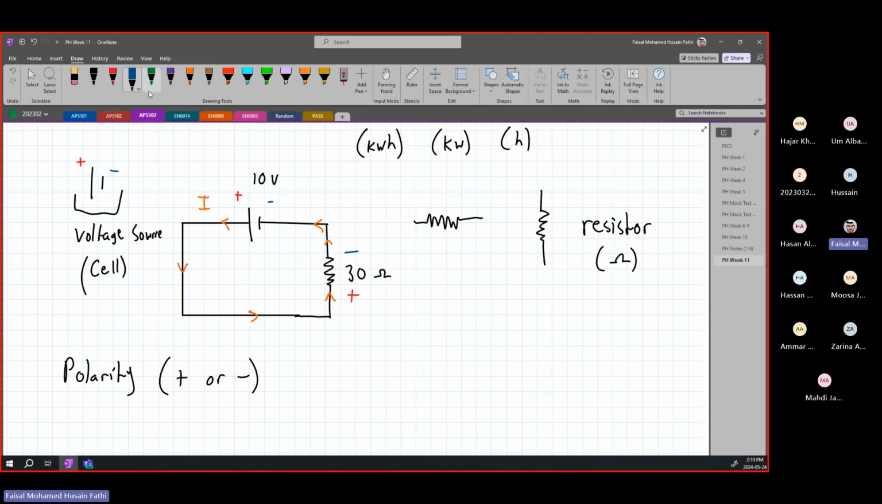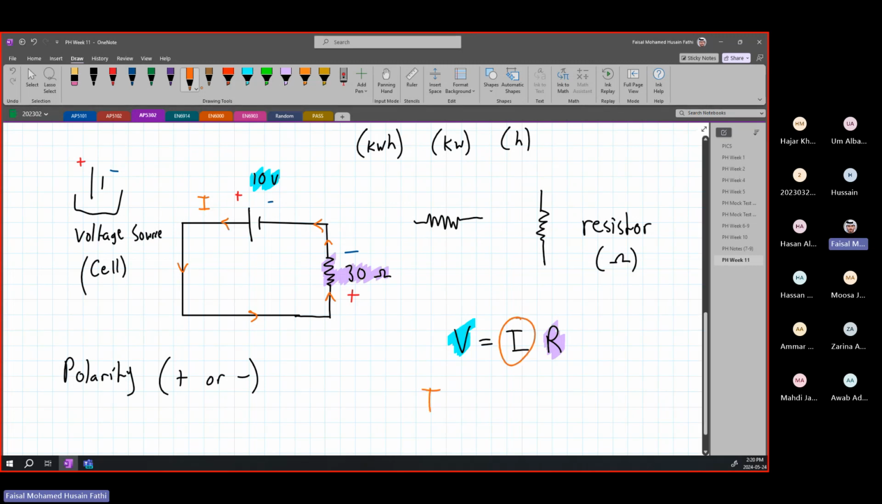So now, how can we apply what we know, which is Ohm's law, to find out the current in this circuit? So remember, we have our voltage, okay? Our voltage source is 10 volts. So we have our V and we have our resistance, which is our 30 ohms. We have our resistance. So what we need to find is our I. So how can we do this?